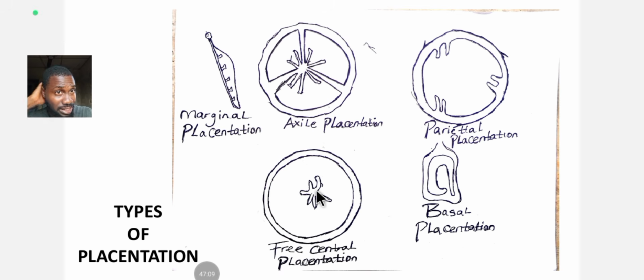You can see how small it is in the center, in the middle there. The one for the axile has connection to the parietal layer that supports it. But this one, this free central, all here, nothing there. All round like this, nothing there. Nothing attaches it, it's just the center that attaches it.